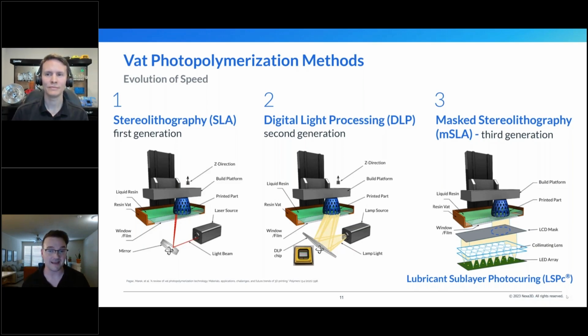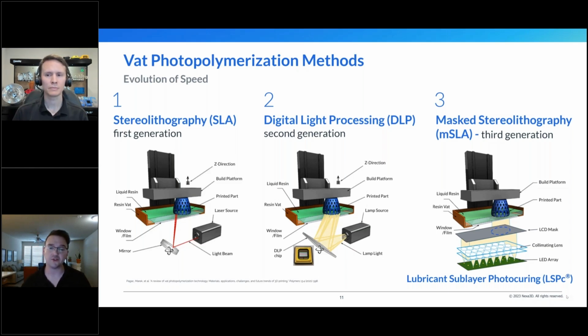And now today we're sitting at the third generation of that photopolymerization, and that's MSLA, or masked stereolithography, taking a lot that we learned from the DLP process, but transitioning it into a much more accurate and scalable technology that can benefit the end user for years to come.